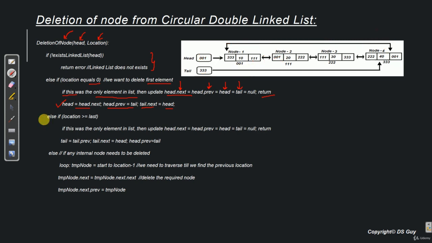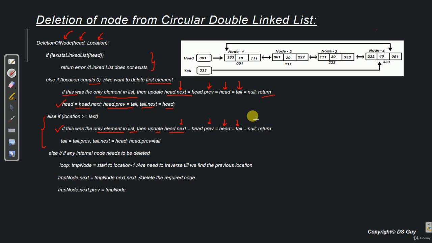Now let's say we want to delete the last node, then what should we do? Once again we have to first check if this is the only element in the list. If it is, in that case we say head.next and head.previous, both of these should be set to null so that we can kill the self loop. Once that is done, we make head and tail null so that the current node is not being pointed to either by head or tail anymore.